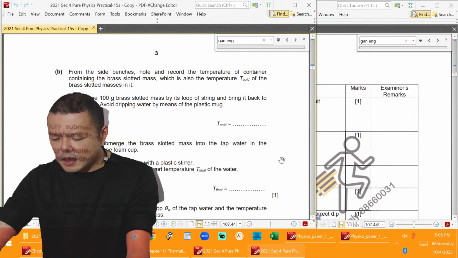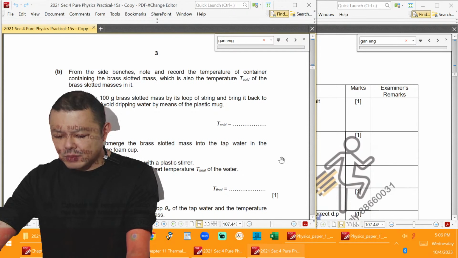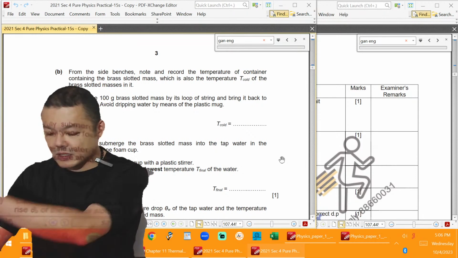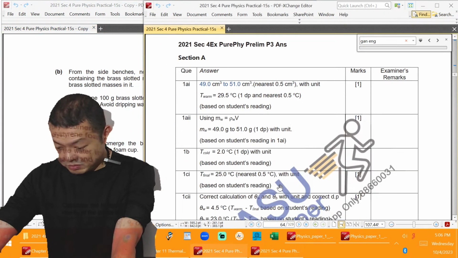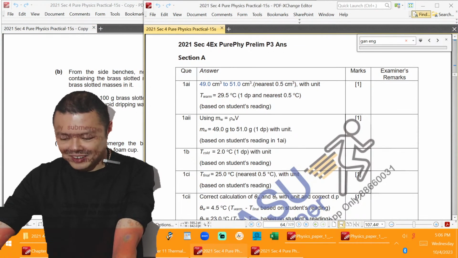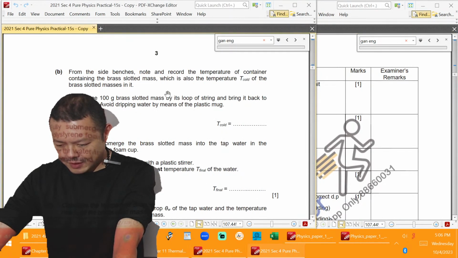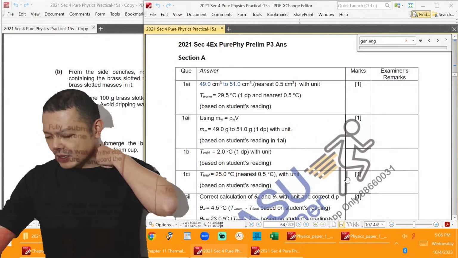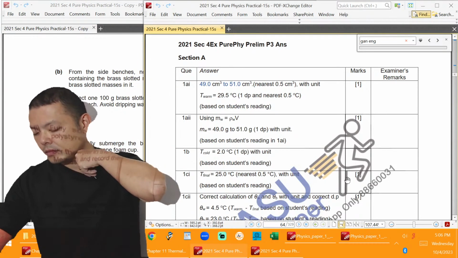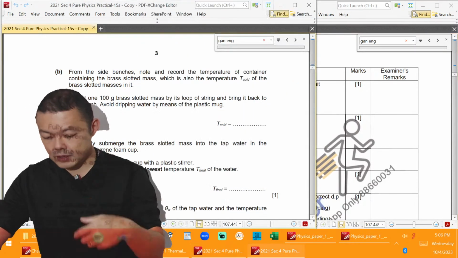So they're saying that from the side benches, take the slotted mass, which is cold, and bring it back to the bench. The cold temperature is 2.0. You're supposed to record the temperature of the container containing it, so you go to the side there and measure the temperature. Temperature is 2.0 degrees Celsius, as an example.